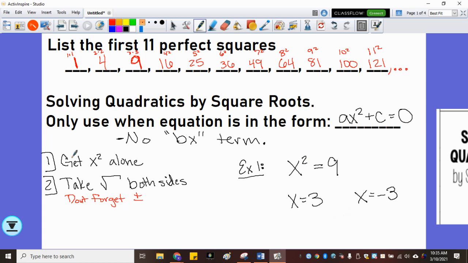So if we were going to solve this using our steps, get x squared alone, it is alone. Take the square root of both sides. So here, I take the square root of x squared and the square root of 9. Square root and square cancel, so you just get x. Don't forget plus or minus. So this symbol is plus or minus. So you have a plus answer and you have a minus answer. And then the square root of 9 is 3.